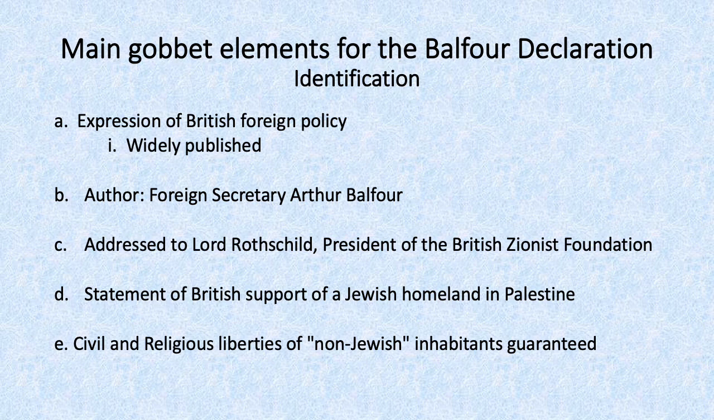But right now I'm going to go over what would be the elements for a Gobbet on the Balfour Declaration, right? So, again, you wouldn't write your own Gobbet in outline form, but I'm presenting it as such to make it more clear what are the elements that one might include. So with the identification section, first of all, what is it? What kind of document is it?